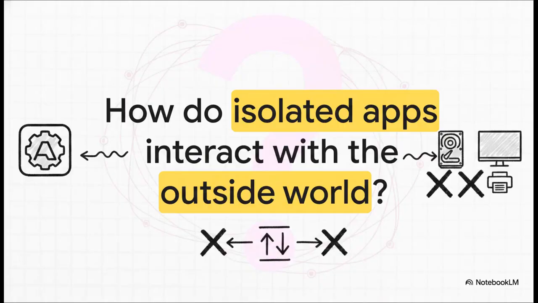But wait a second. This brings up a massive architectural challenge. If every single application is permanently trapped inside its own invisible wall of virtual memory, how in the world do we ever interact with the outside world? An app is physically blocked from touching the hardware. It can't read a file directly, it can't send a network packet, it can't even print to the screen. So how does anything actually get done?